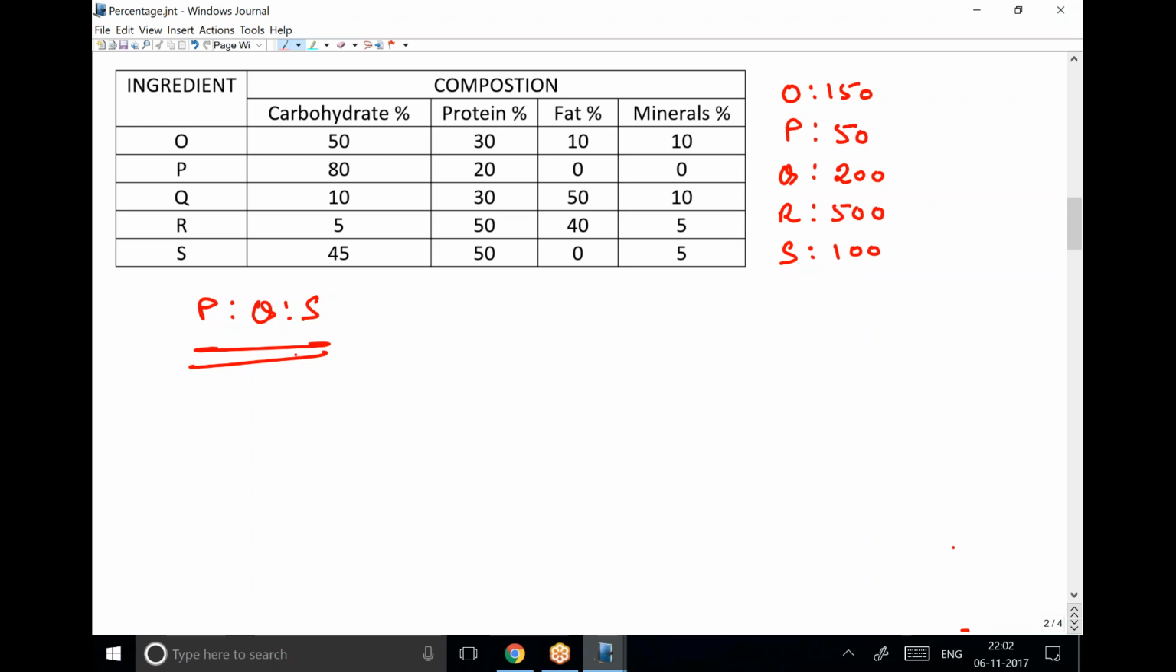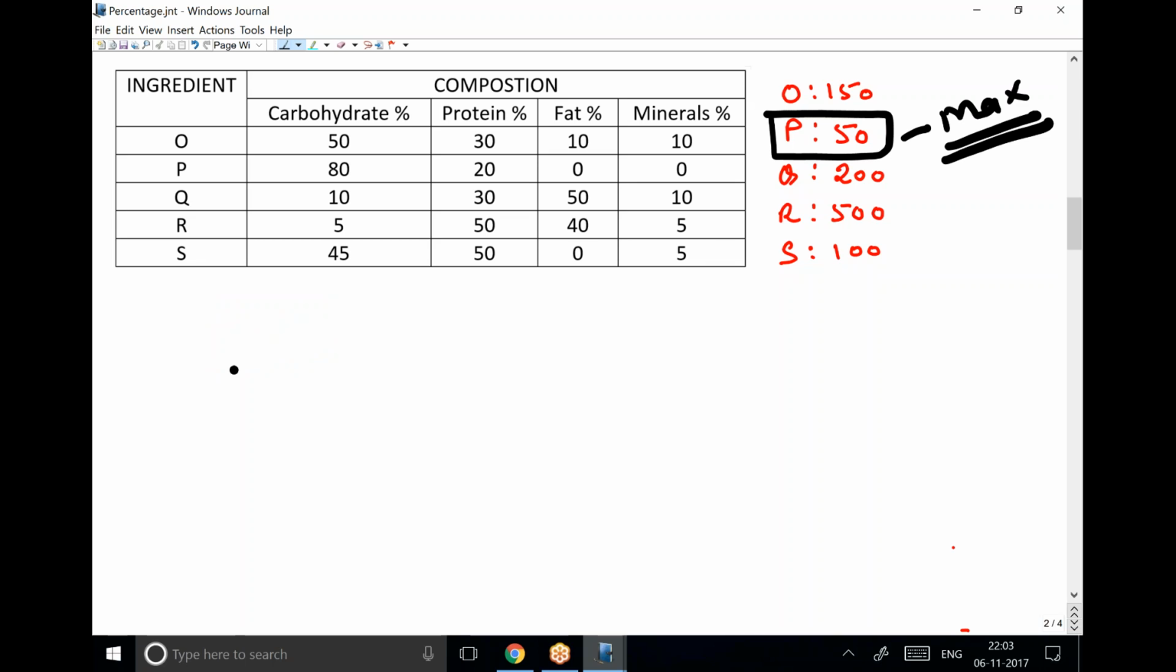So when cost has to be lowest per unit, our whole objective is that whatever ingredients we are going to use, our cost has to be lowest per unit. So we have to look into P, because if you look at ingredient P, the cost of P is the lowest here. So that means this ingredient has to be maximum. So we have to make sure P has to be maximum from the given answer options.